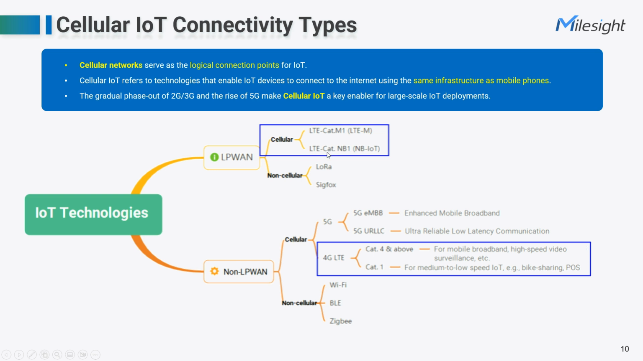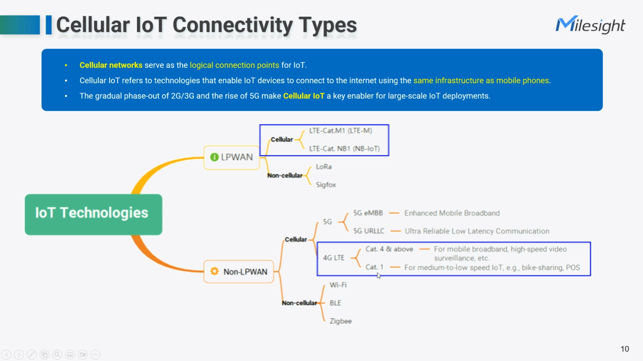Now, within the LPWAN category, which stands for Low Power Wide Area Network, we have another split. You have the cellular-based options, which are LTE-M and NB-IoT. And then you have non-cellular technologies, like LoRa and Sigfox. On the other side, in the non-LPWAN bucket, we have our more traditional cellular technologies. This is where 5G and 4G LTE live.